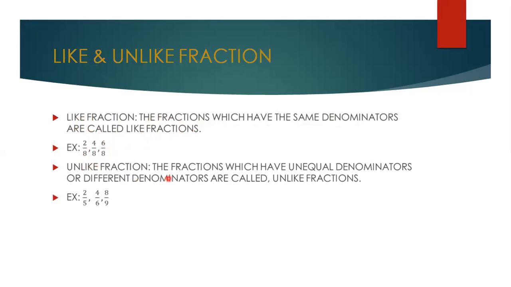Next, unlike fraction. The fractions which have unequal denominators or different denominators are called unlike fractions. So that means here the denominators should be different. So 2 by 5, 4 by 6, 8 by 9. These are called unlike fractions.